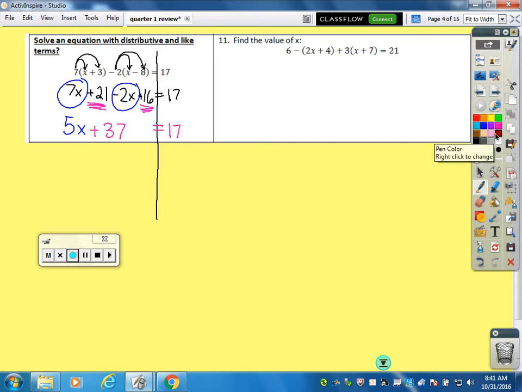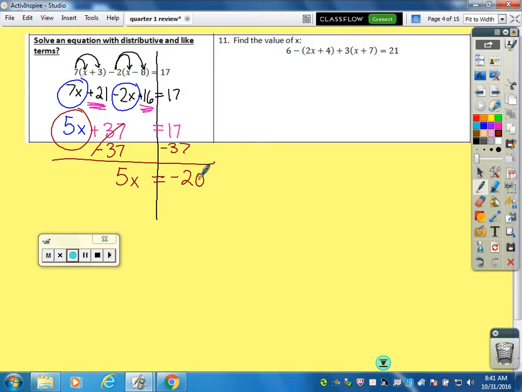So for my next step, I've actually got a good old two-step equation. I need to get this x by itself, so I need to subtract off this constant. So I'm going to get rid of the 37 with a negative 37. It's gone. I've got 5x is equal to 17 minus 37, which is negative 20. One last step. This is 5 times x, so cancel that one with division. So there we go. We've got x is equal to a negative over a positive is a negative, and that gives us 4. 20 divided by 5.